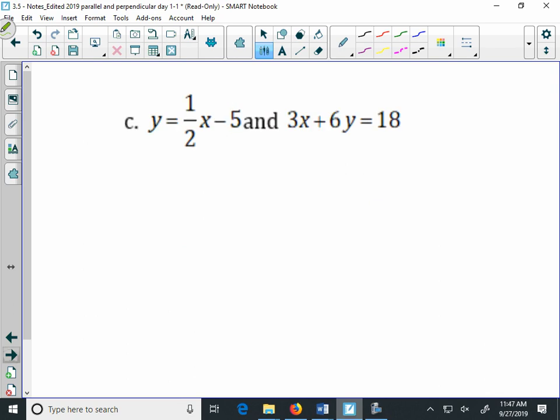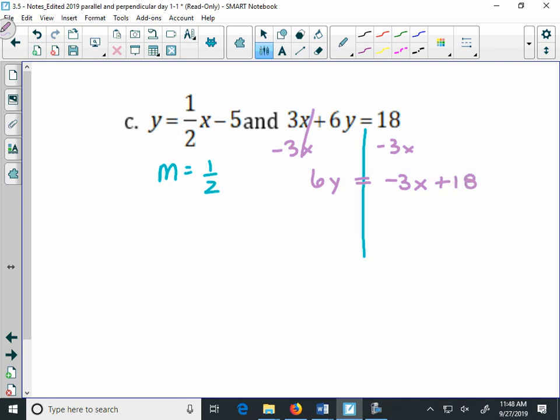Let's take a look at some more examples. What's the slope of this first line? 1/2. How can we figure out the slope of this line? Solve it. We have to solve for y, right? We have to get it in y equals mx plus b form. How are we going to solve for y? Subtract 3x. Move the 3x over. And then we can't combine the x and the 3, so we just stick it right out in front. And then we add on the 18.